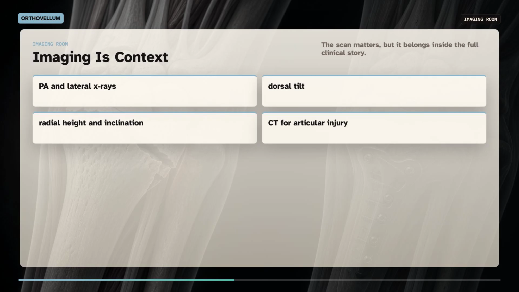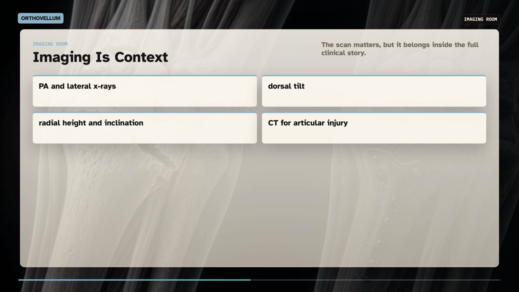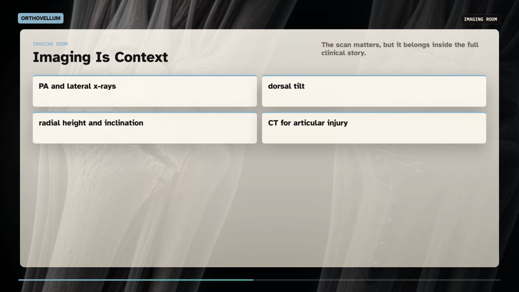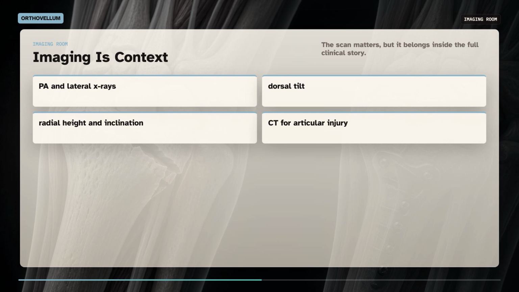Imaging helps when it is matched to the story. The useful imaging logic here is PA and lateral X-rays, dorsal tilt, radial height and inclination, CT for articular injury. An image is evidence, not a verdict. The same report can mean different things in different people. The skill is to connect the image, the symptoms, the exam, and the person's goals. That is the difference between treating a scan and treating a patient. A useful image question is, did this picture reveal the diagnosis, confirm the severity, exclude danger, or help plan treatment?